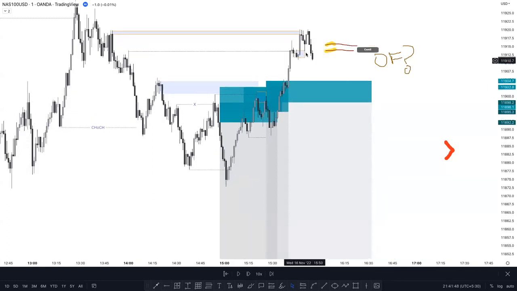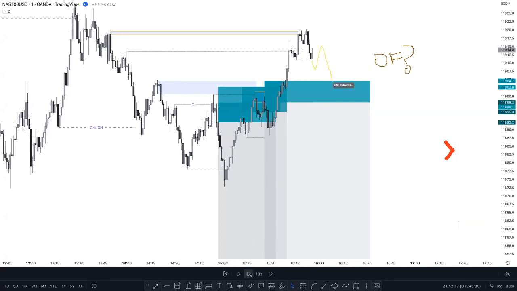Look at this one. This is our structure here. This is a minor flip, and this one is also a change of character. Okay, change of character is here, but to sell in a flip and change of character case, you have to wait for the inducement to be taken out, right? So there is no inducement here. You have to wait for inducement to develop, then you can sell.